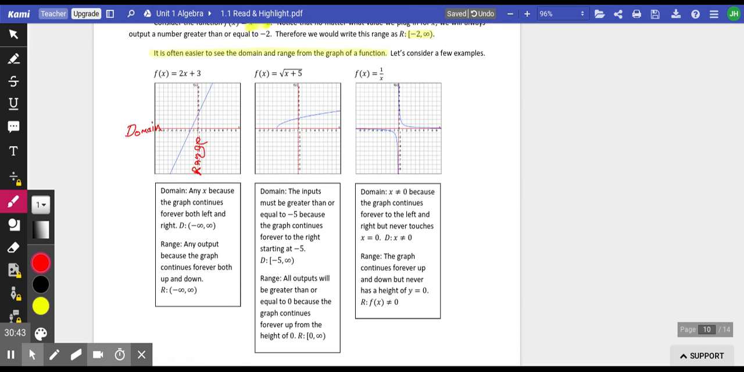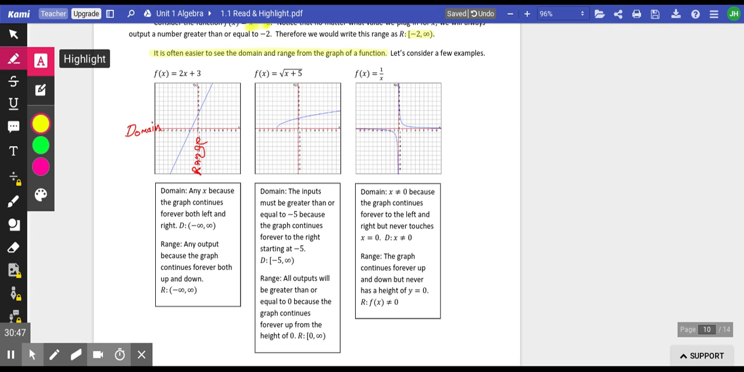Okay, so let's read below here. The domain of this first one can be any number because the graph continues forever, both left and right. And then again, the range can be any output because it continues forever in both directions, up and down. So the domain is negative infinity to positive infinity, and the range is negative infinity to positive infinity.